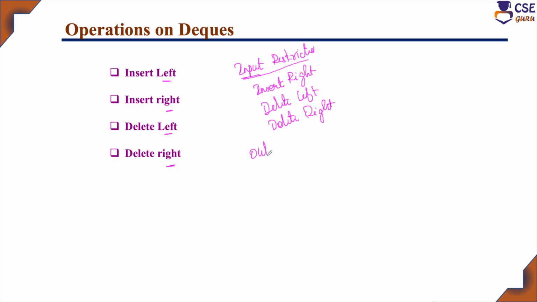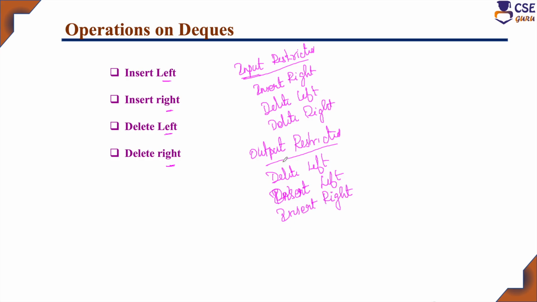Suppose it is output restricted DQ, what operations can we perform? Deletion we can perform only at the left end, and insertion we can perform both at the left end as well as at the right end. So this is output restricted DQ and this is input restricted DQ. Input restricted DQ has only insert right, delete left, delete right, and output restricted DQ has delete left, insert left, insert right. So these four operations we are going to discuss with examples.